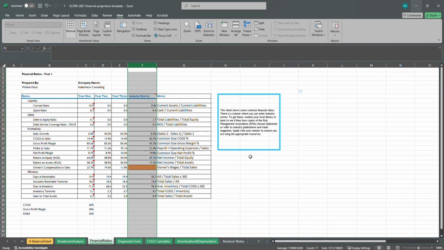So in the note here, picking up where we left off, there is a column where you can enter industry norms. To get these, contact your local library or bank to see if you can get copies of the Risk Management Association RMA annual statement, or refer to industry publications and trade magazines. Speak with your mentor to ensure you're using the appropriate resources.